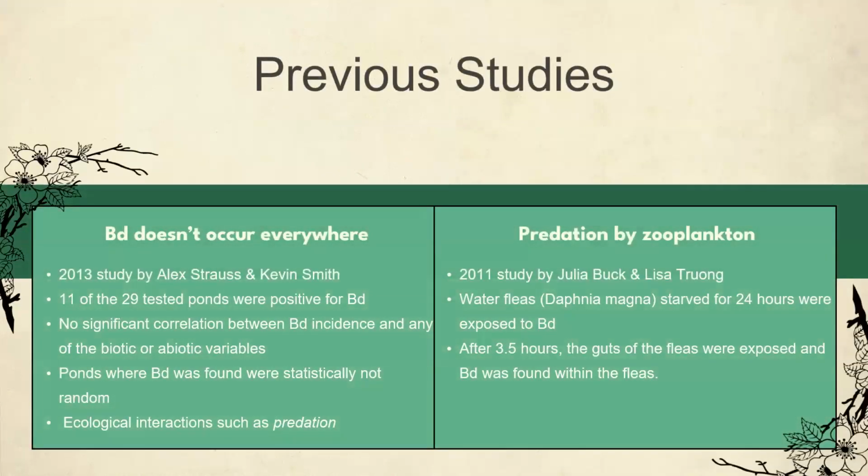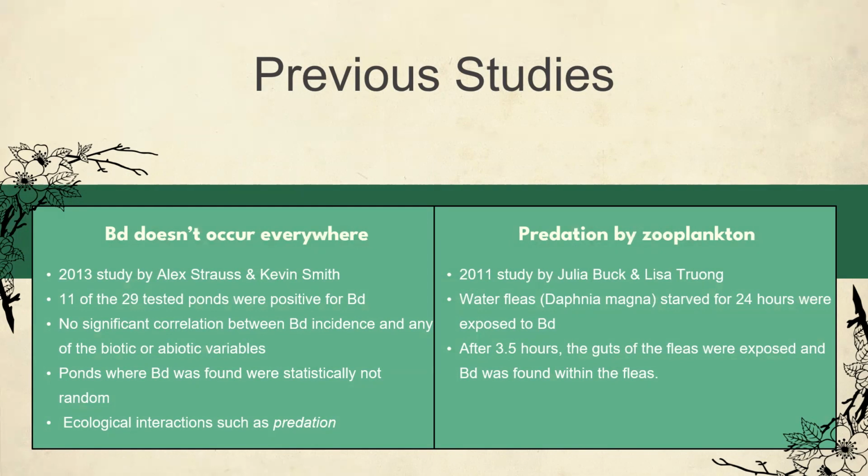So previous studies that I researched, I looked into a lot of literature, but these were the two that affect my project the most. So one was 2013. It was a Missouri study, I think, at the Tyson Research Center, so through WashU as well. And they tested 29 ponds, and 11 of the 29 ponds were positive for Bd. So the question was, why doesn't Bd occur everywhere? Why isn't it in all 29 ponds?